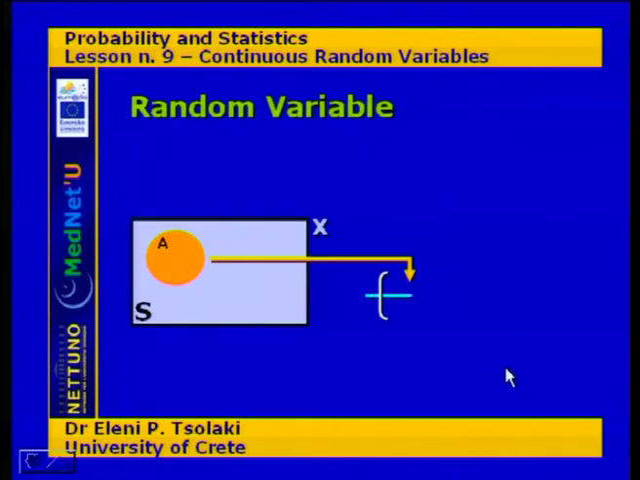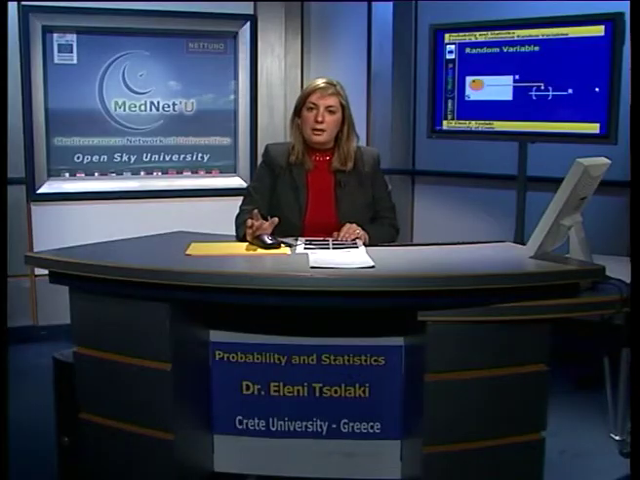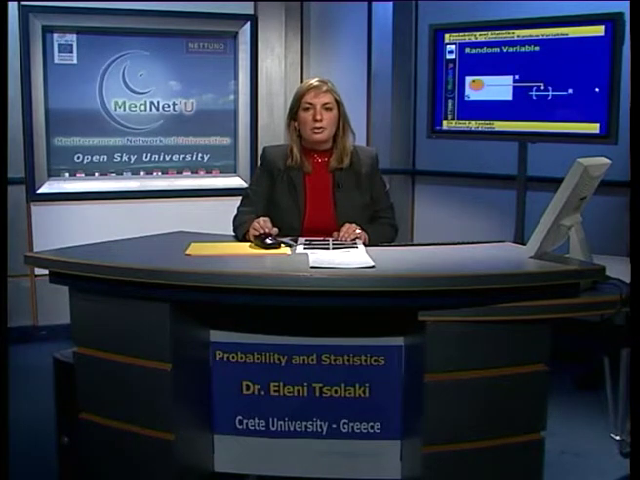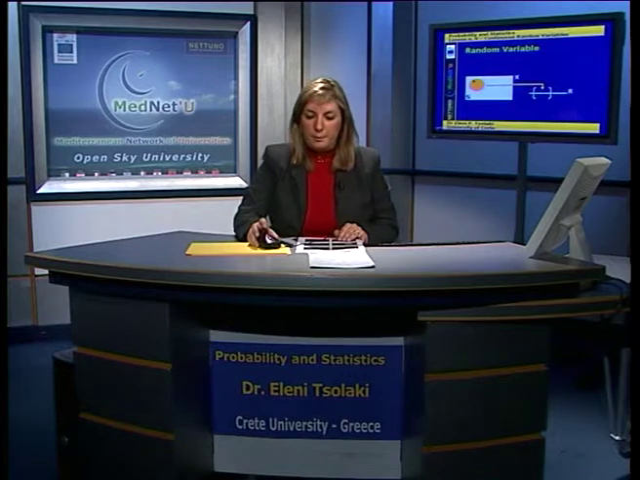As we have seen last time, we have our sample space, and the random variable x will take every element of the sample space and map it to a number on the real line. The difference from last lesson is that this time we are going to talk about continuous random variables. Let's see an example to see why continuous random variables are useful.